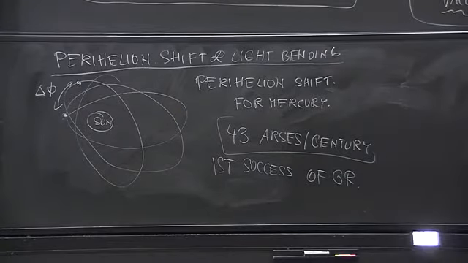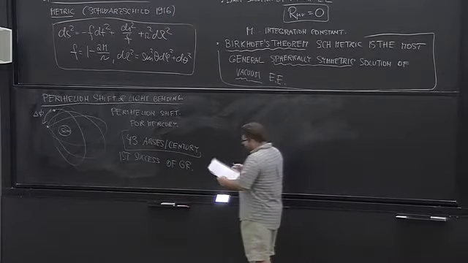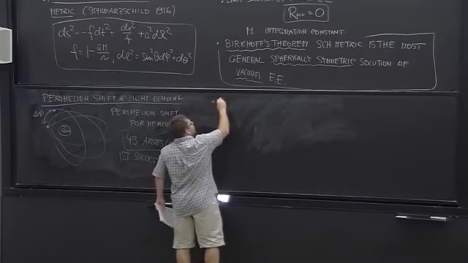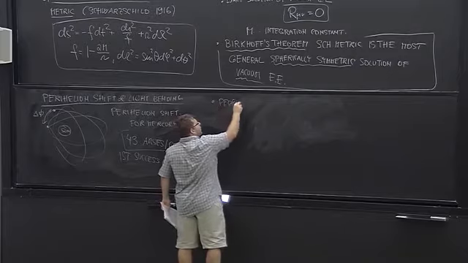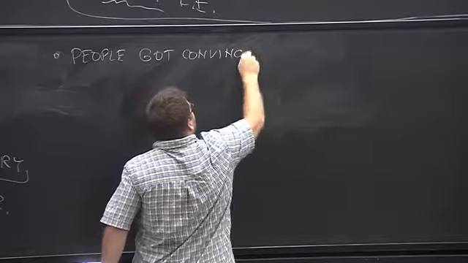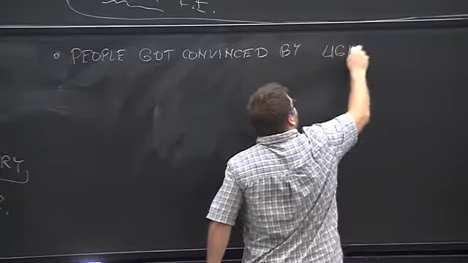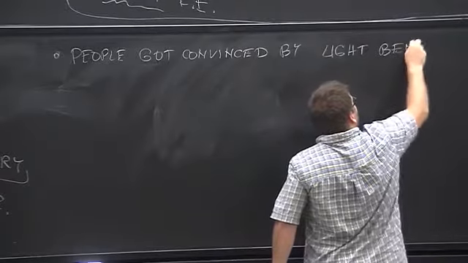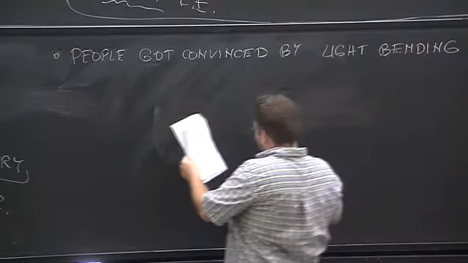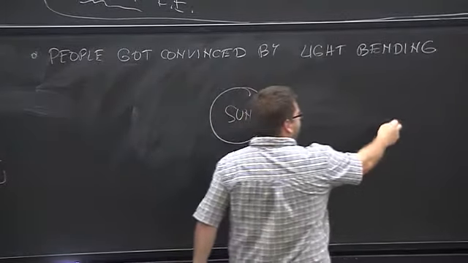Okay, so what actually did convince people that GR is right is this light bending by the sun. People got convinced by light bending around the sun. And so this is our sun, and this is our observer.